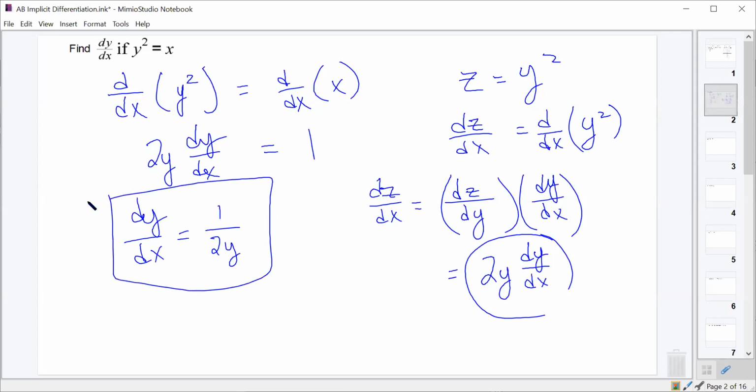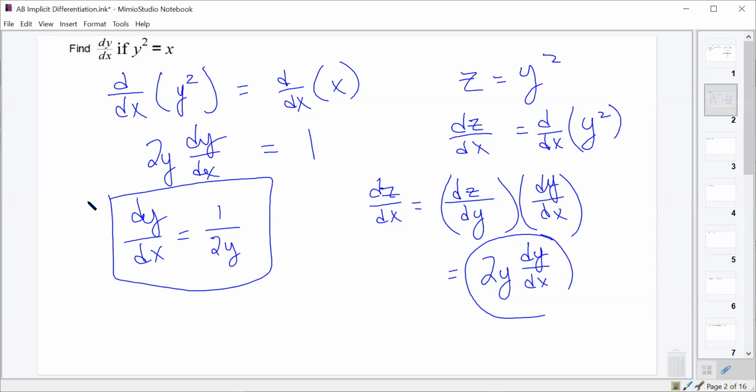What's different about this derivative than any other derivative we found so far? It uses y instead of x. Yeah, it's got a y in it instead of an x. That's fine. There's no problem with that.